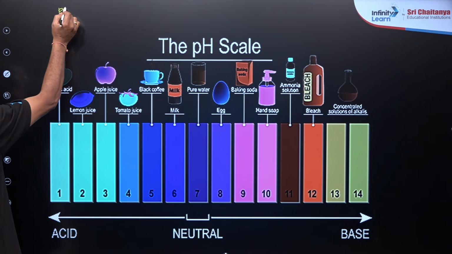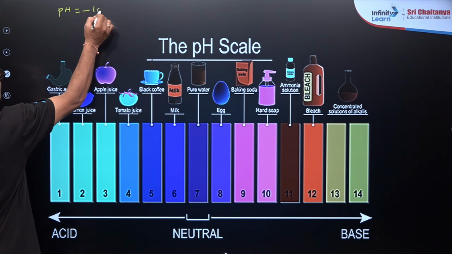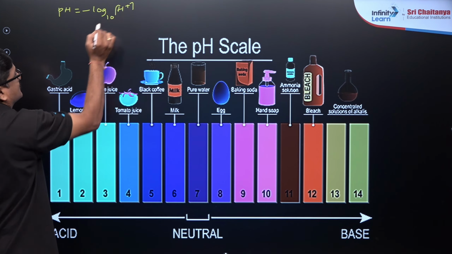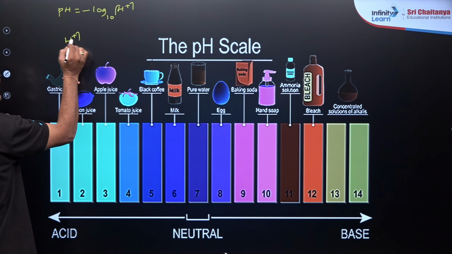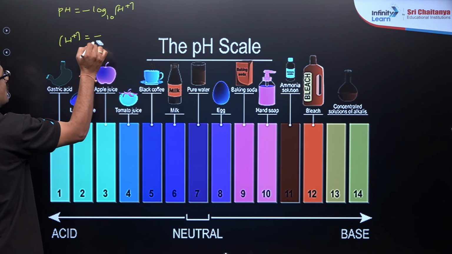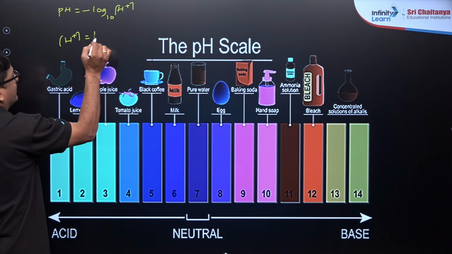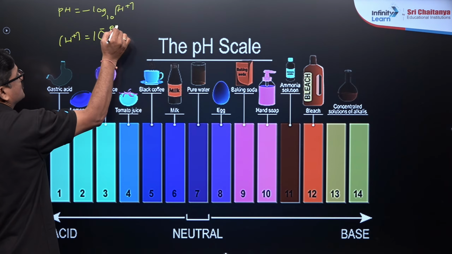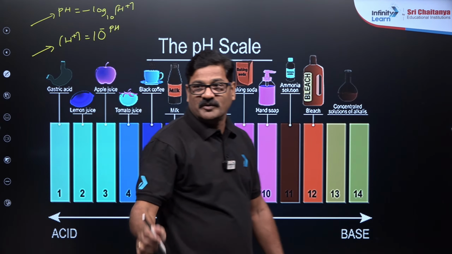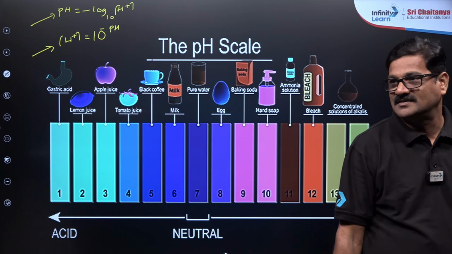We know that pH is the negative logarithm to the base 10 of the H plus ion concentration. So the H plus ion concentration is equal to 10 to the power minus pH. This is important and this is important. You want me to give a simple trick for that?